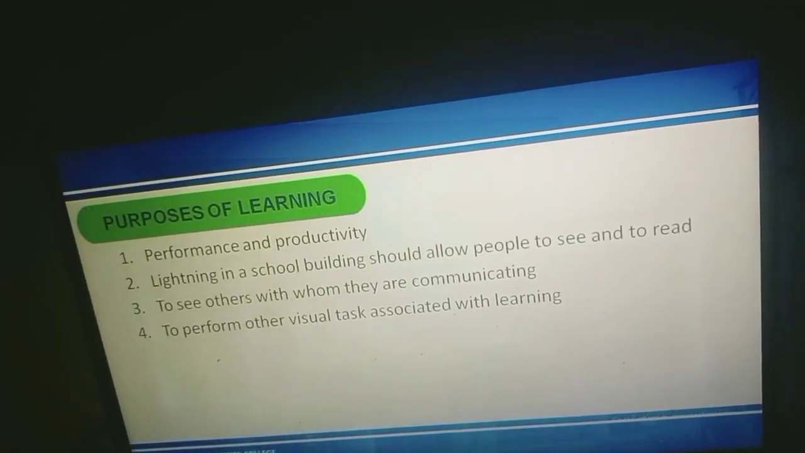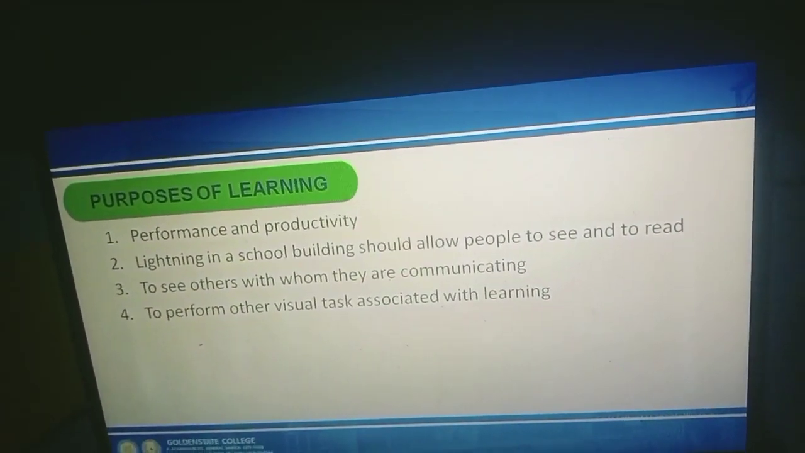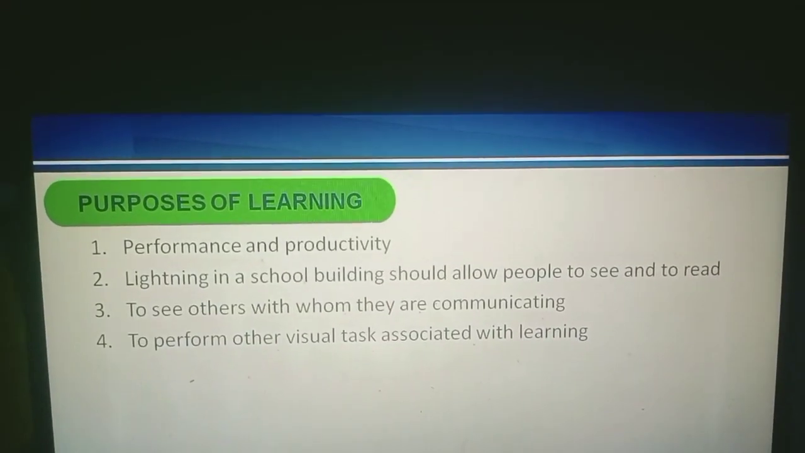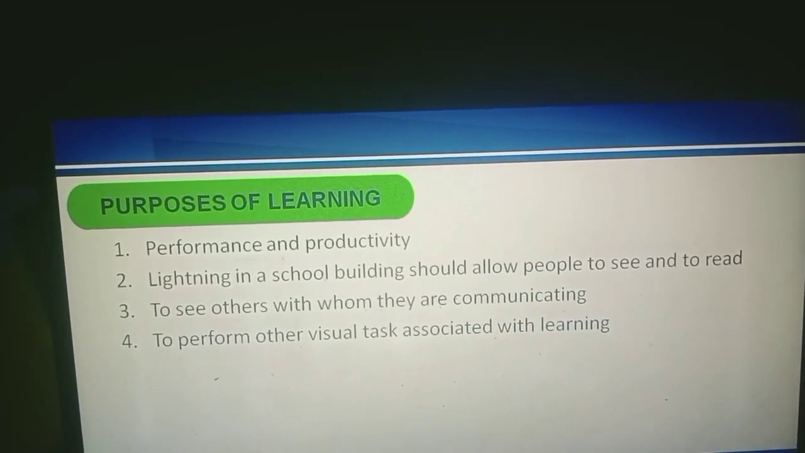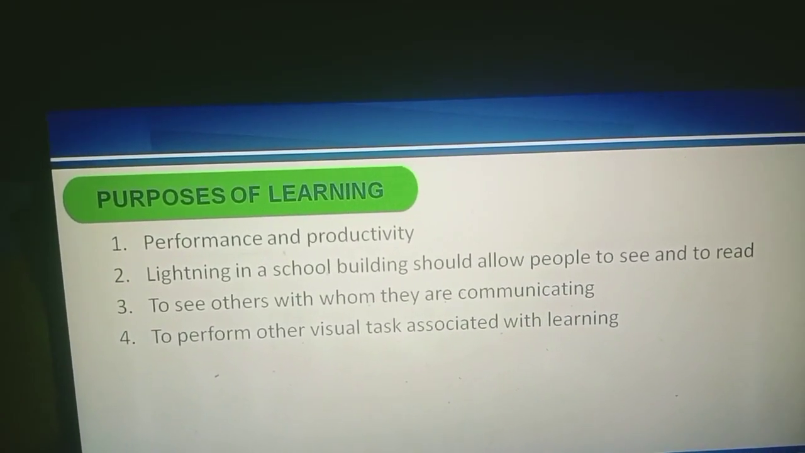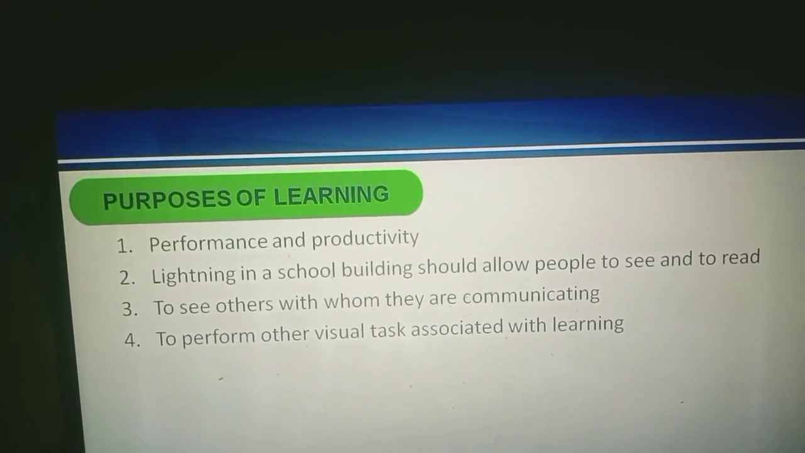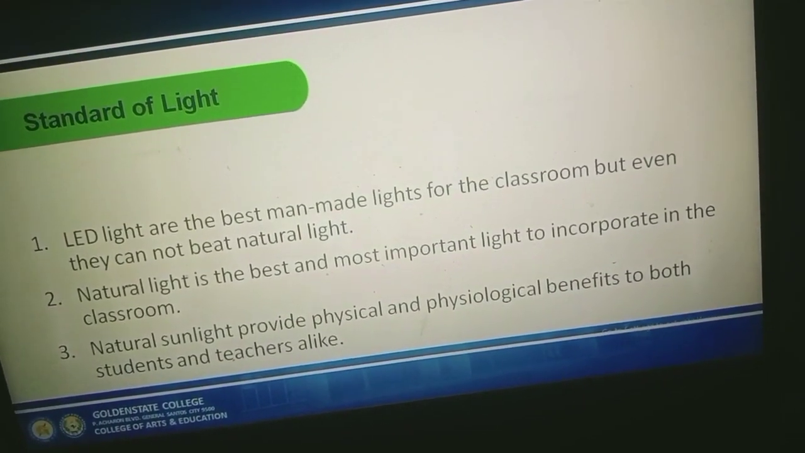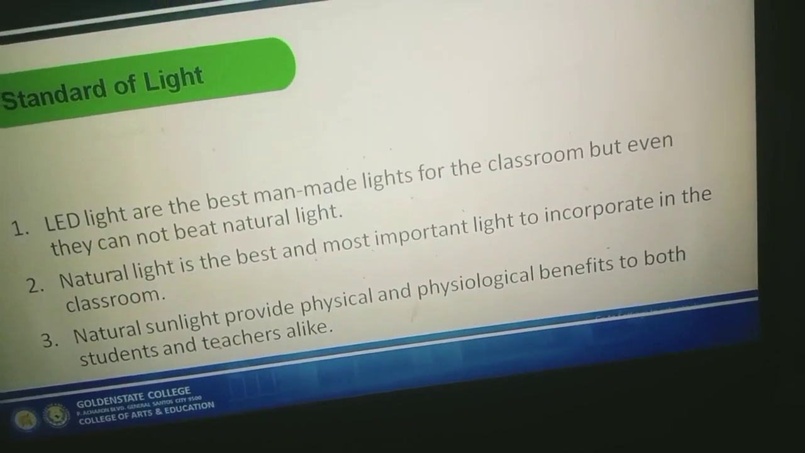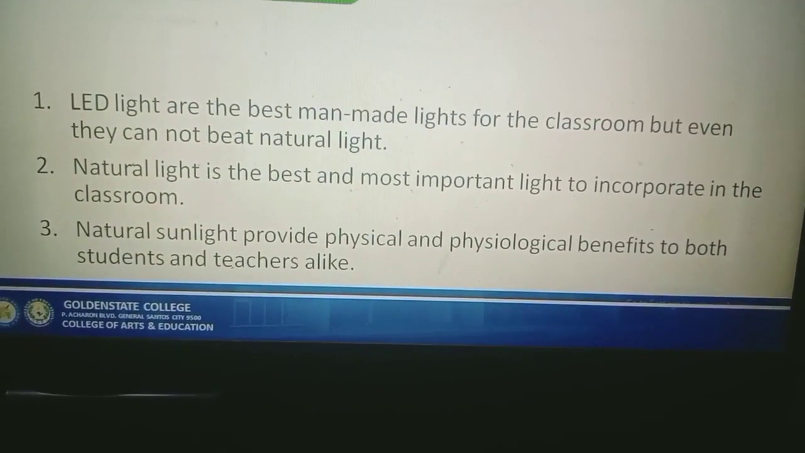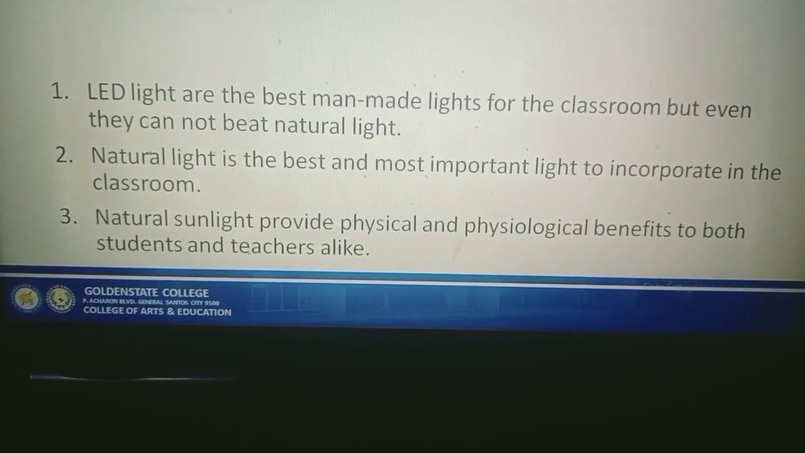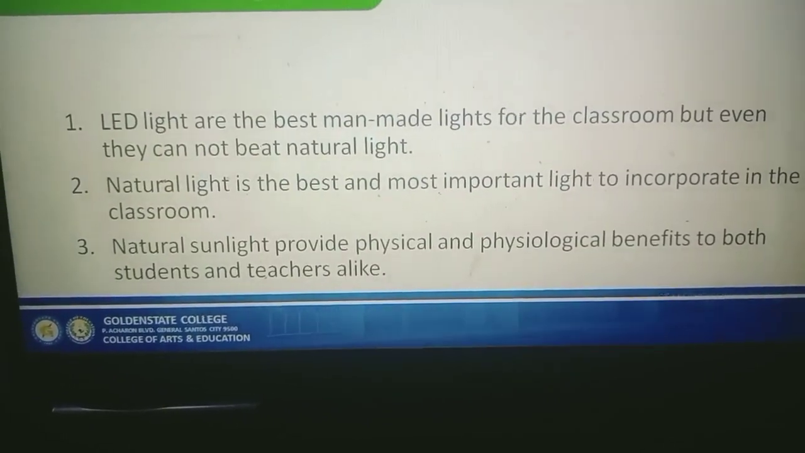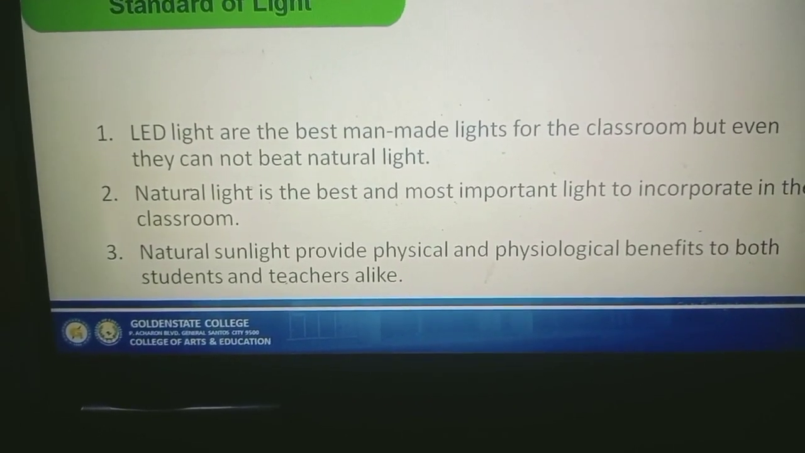And number three, we have to see others with whom we are communicating. So the teacher and the classroom allow students to communicate with each other. And number four, we have to perform, not only physically but physiologically. When you say physiological, it includes feelings, minds, and both.